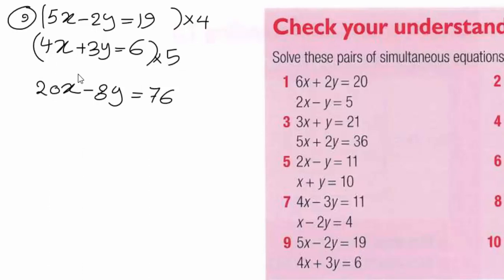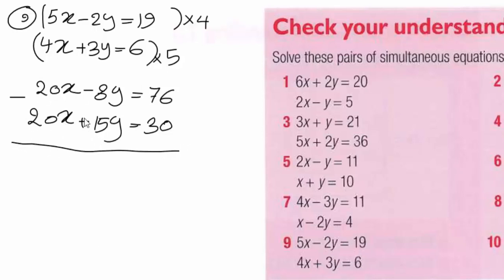Okay, here. 5 times 4x is equal to 20x. 5 times 3y is equal to 15y. Look, the same sign. Let's copy it. And 5 times 6 is equal to 30. Now, what should we do? Add or subtract? We need to subtract because 20x minus 20x is 0. Then subtract the equations. 20x minus 20x is 0.